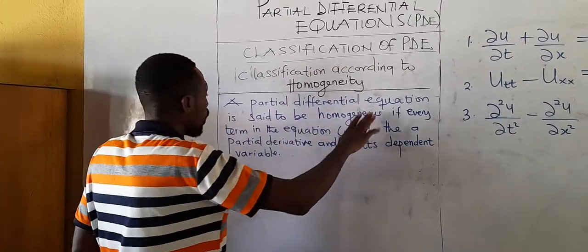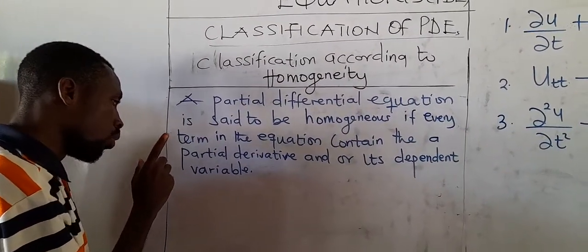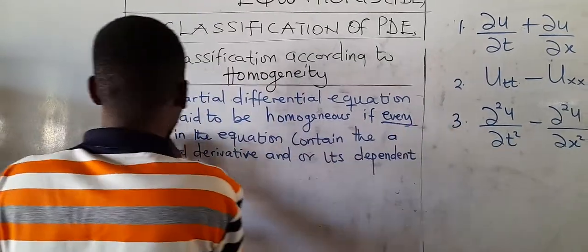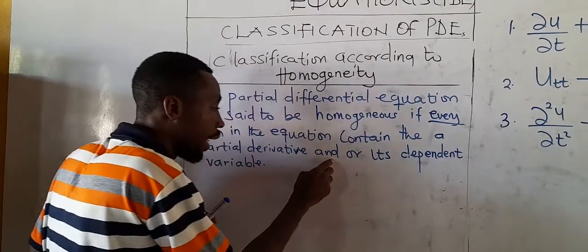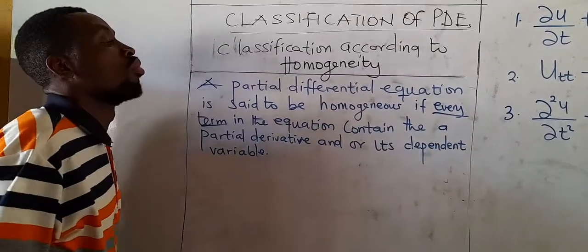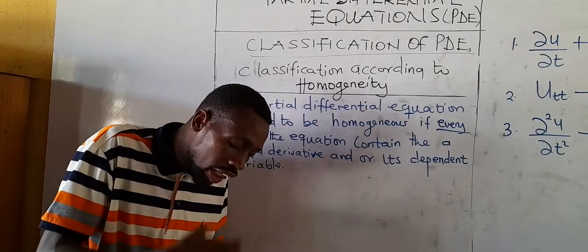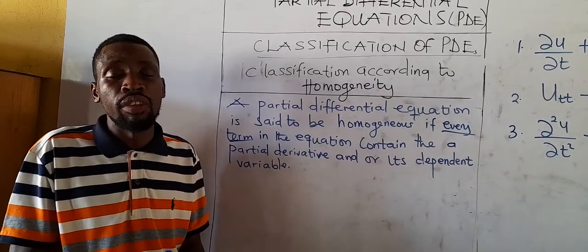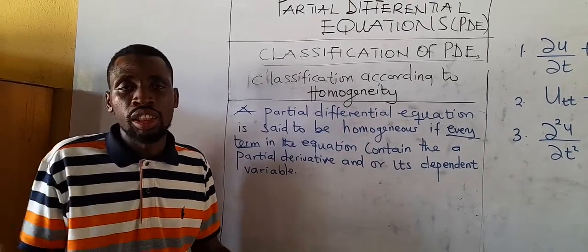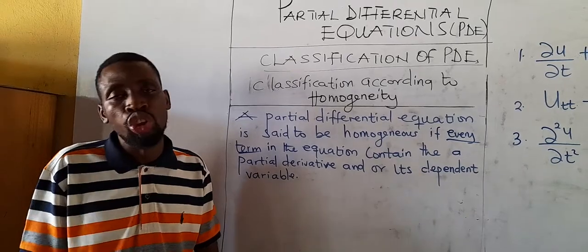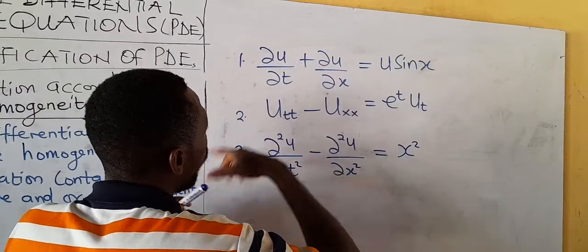We said a partial differential equation is said to be homogeneous if everything, underline, everything in the equation contains a partial derivative and or dependent variable. What is it telling us? When a partial differential equation is given to you, check whether each and every term contains a partial derivative or a dependent variable. If it does, then it qualifies to be homogeneous. If it doesn't, then it is non-homogeneous.